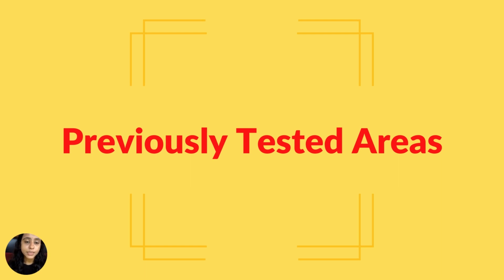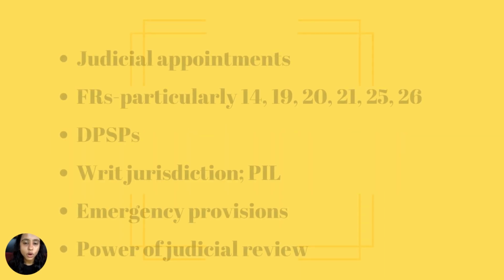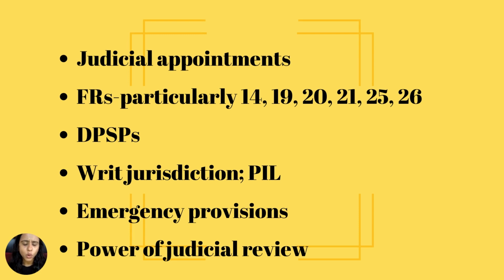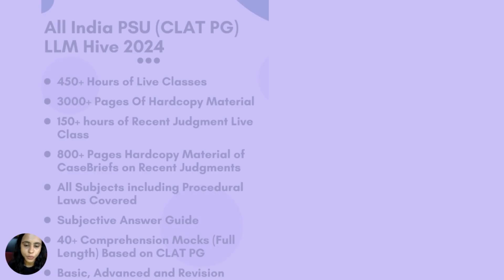But before that, let's also quickly see कि what are the previously tested areas. कि पहले के जो papers हैं 2020 से लेके 2024 तक, उसमें उन्होंने कौन कौन से areas आपके test किए हैं. So generally बहुत सारे questions आए हैं judicial appointments से. Fundamental rights are obviously very very important, especially articles 14, 19, 20, 21 and right to religion under 25 and 26. DPSP से भी articles के questions आते हैं. Then writ jurisdiction, public interest litigation is important. Emergency provisions and power of judicial review. So roughly these are the areas that have been tested in the last 4 years.